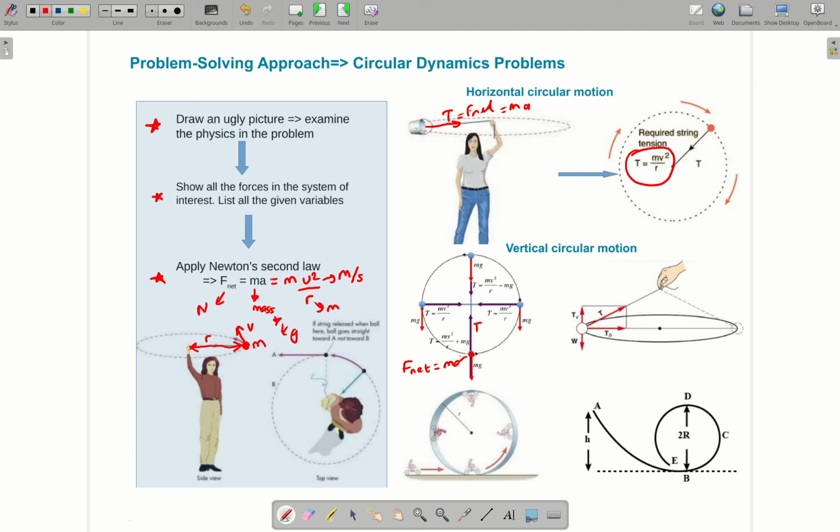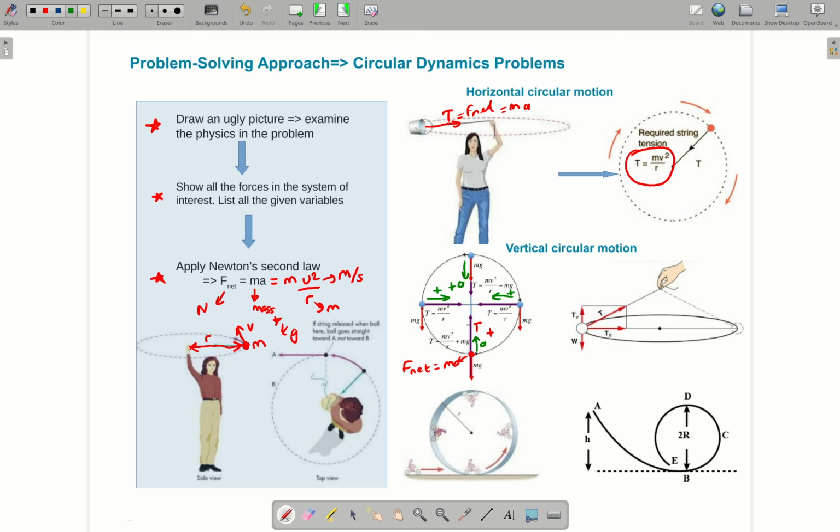I'm applying this to here, and F net is ma, which is mv squared over r, right? F net will be all the forces added, and my net force for a uniform circular motion is always towards the center. A is towards the center. Remember, we always take the direction of A to be positive. So in this picture here, we will take always towards the center to be positive, okay? Because A is always towards the center.